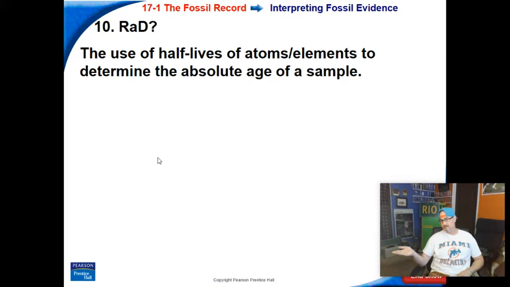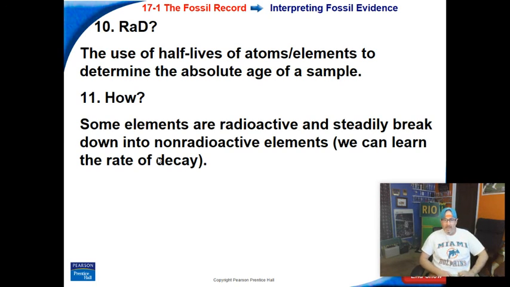Because remember, fossils are rocks. I mean, they just are rocks with very unique shapes. All of the living tissues get replaced with mineral tissues, or minerals. Minerals are what make up rocks. How's it done? Some elements are radioactive, and they steadily break down into non-radioactive elements. And of course, if we can learn the rate of decay and figure out how much of the radioactive is left versus the non-radioactive and create a ratio, we can predict how long that sample has been decaying and how old it is. Because the moment the organism dies, those elements start to radioactively decay.